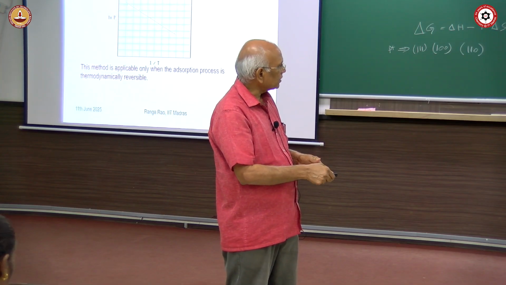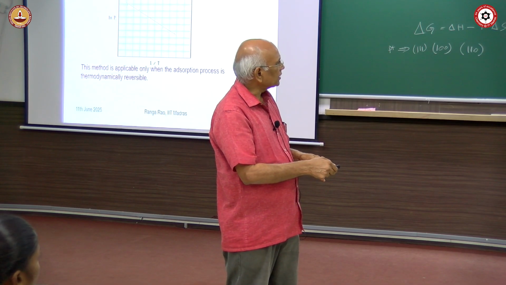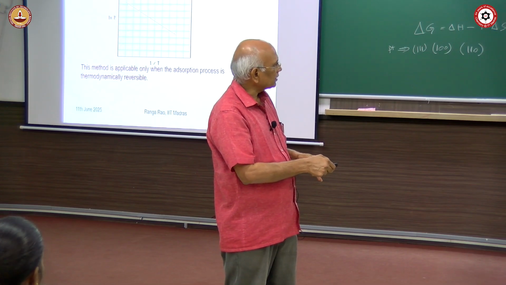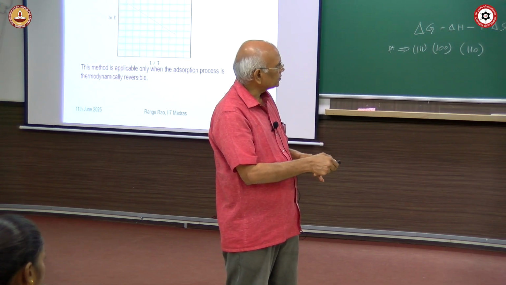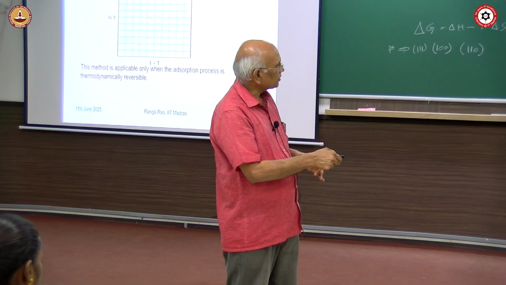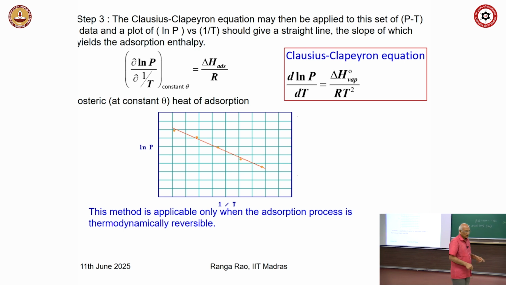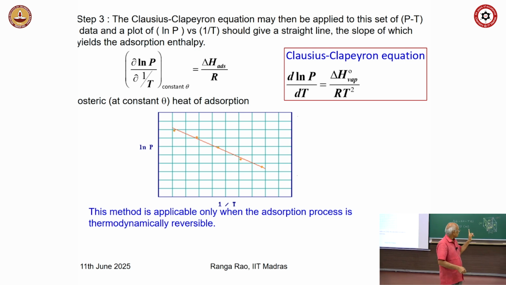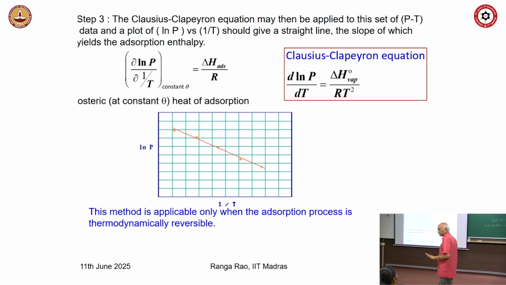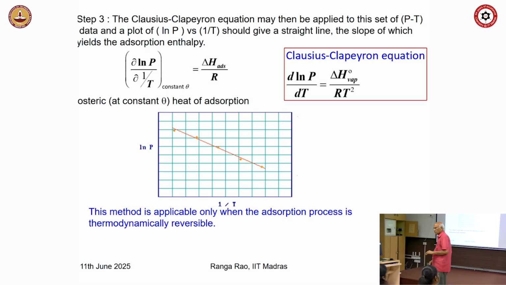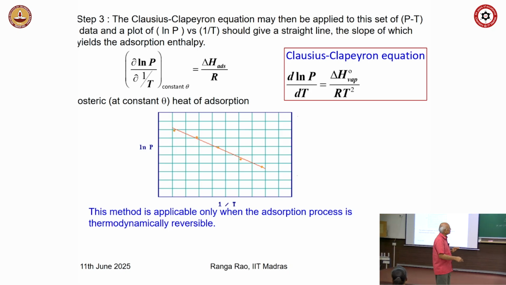So this is called isosteric heat of adsorption. The delta H that you calculate, the slope of this is delta H by R. So from that you can get delta H. This delta H is nothing but the isosteric heat of adsorption. Isosteric heat of adsorption means adsorption calculated at a fixed coverage. At a fixed coverage. Okay? So that's how this is calculated.